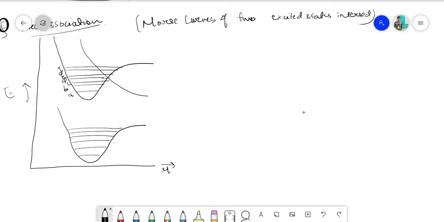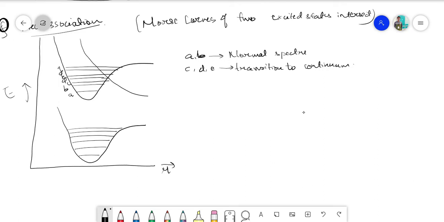Okay. So for A, B, there will be no transition, because the molecule does not have that much energy to reach the quantum of this other state. But for C, D, and E, there can be a transition to the continuum.